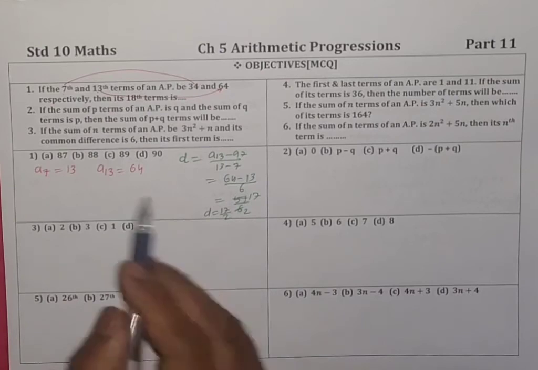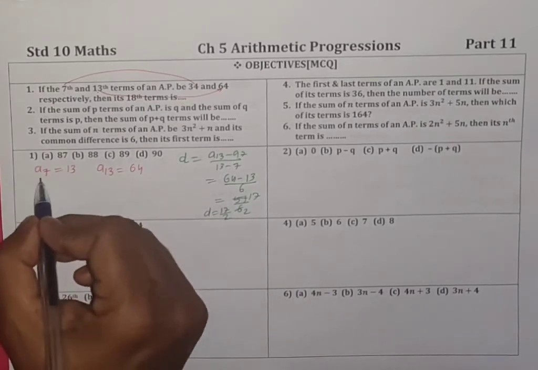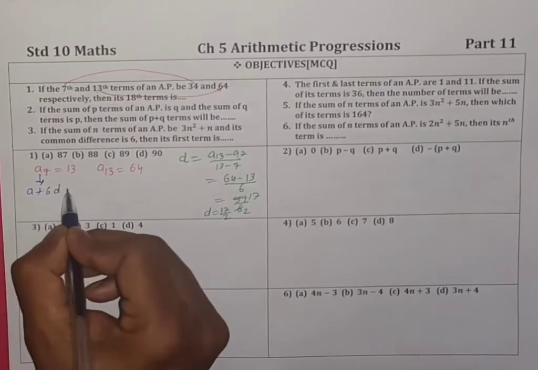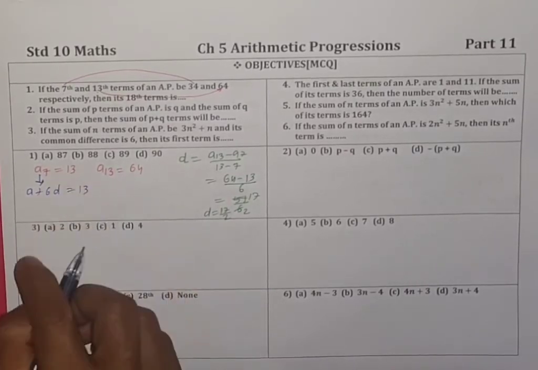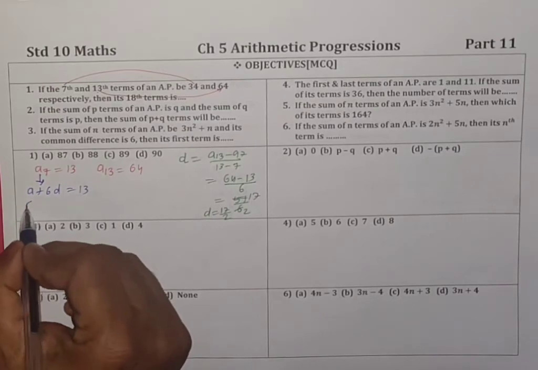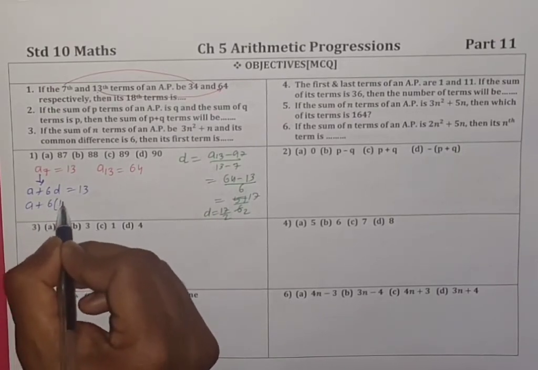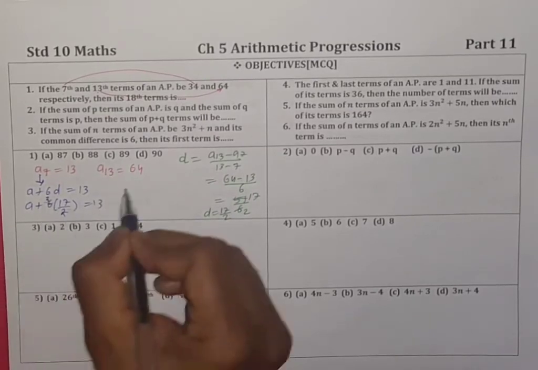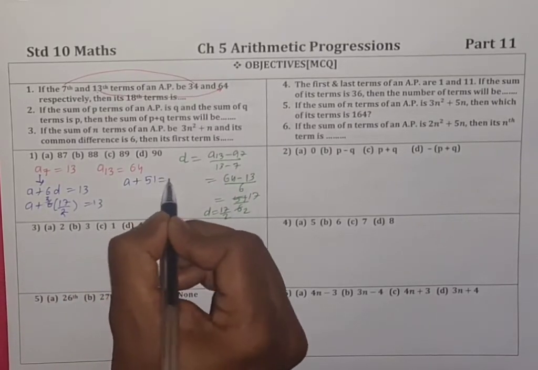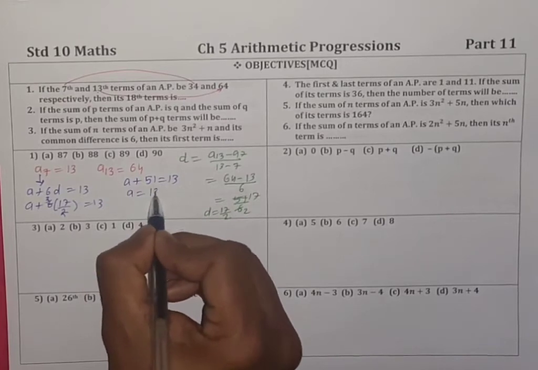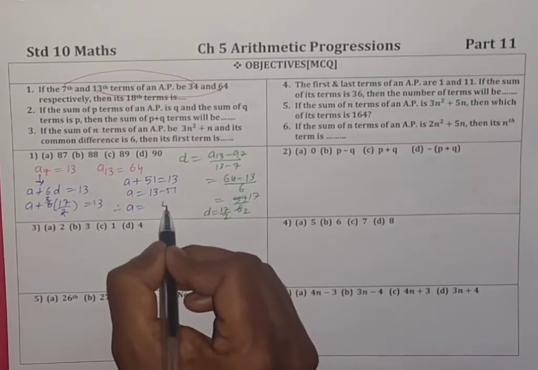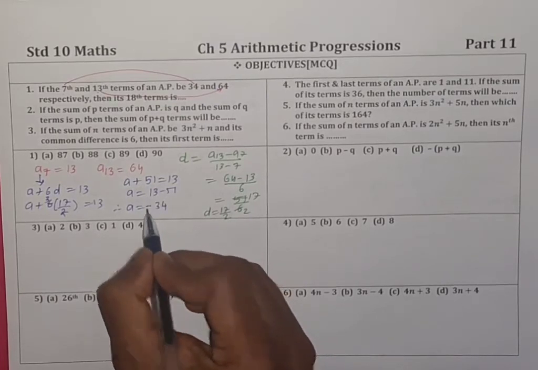Alright, some fractional value has come. Now apply the formula for A7. A plus 6D is equal to 13. Put the value of D. So a plus 6 into 17 upon 2 is equal to 13. 2 1s are 2, 2 3s are 6. So a plus 51 is equal to 13. So a is 13 minus 51. Therefore a is equal to minus 38.